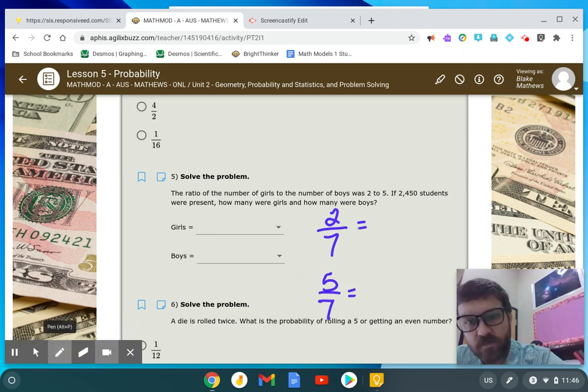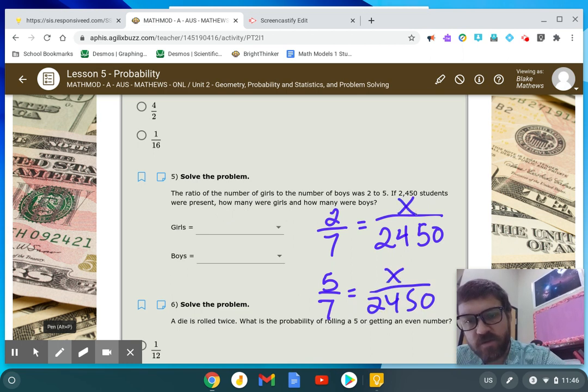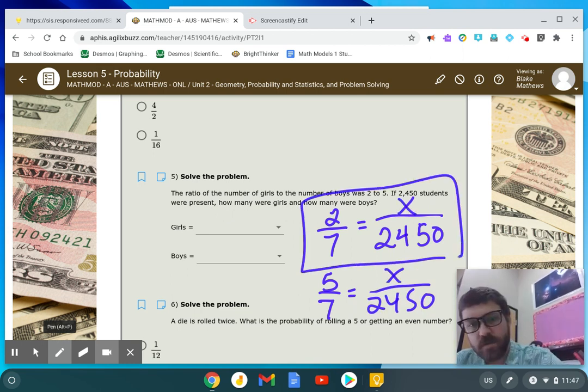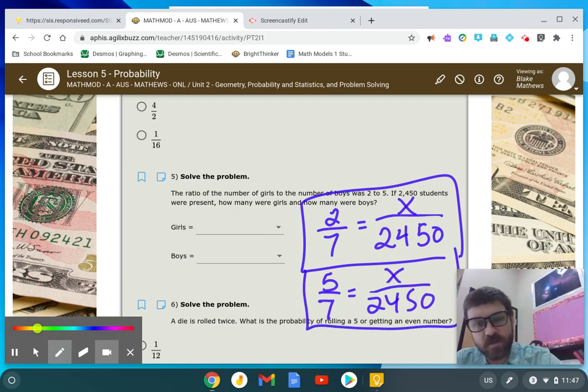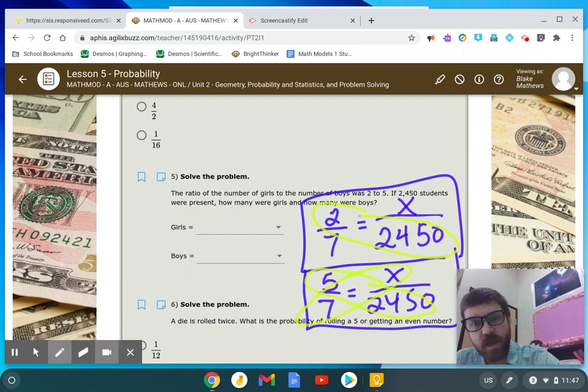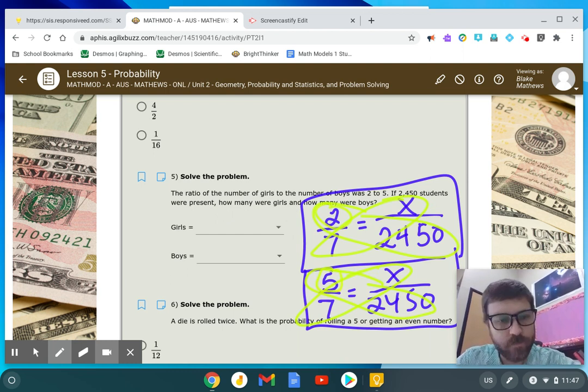If 2,450 were present, how many are boys and how many are girls? Check it out. I got 2 proportions for you. You need to solve those proportions. You should remember, but this is going to be cross multiplication. You're going to cross multiply each of these. You'll need extra paper for sure, and solve for x. The x for the first one will be the number of girls because the 2 was the girls, and the boys will be the second one.